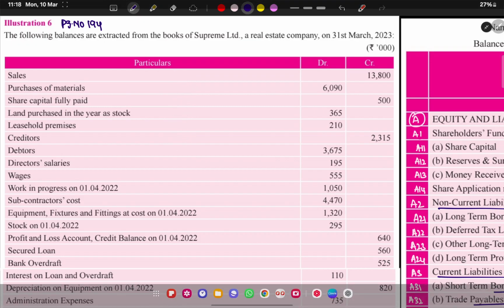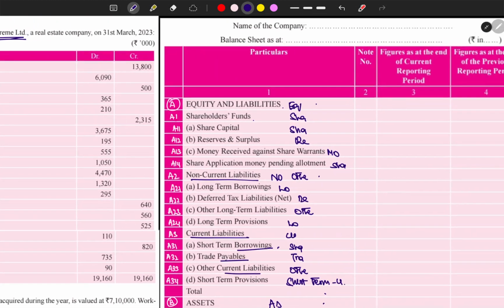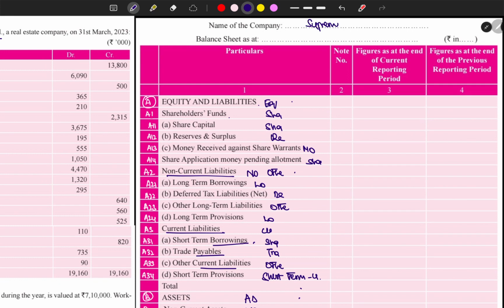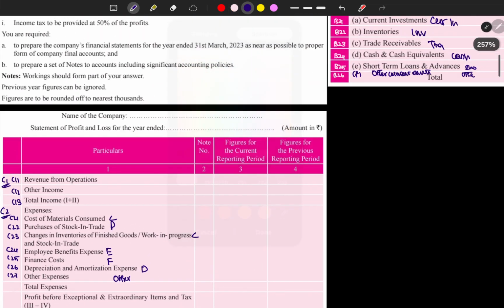Okay, the first item, the books of Supreme Limited. Let's put the name here, Supreme Limited. Balance sheet asset, 31st March 2023, and this is 2022. Okay, Supreme Limited, 31st March 2023. Okay, this is 23, this is 22.